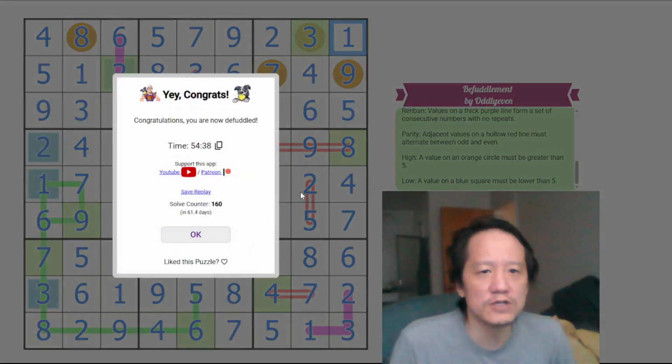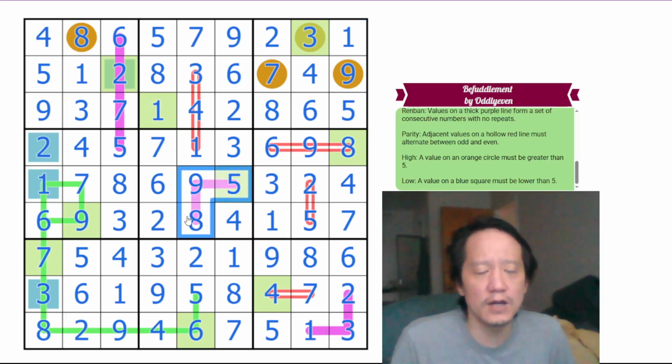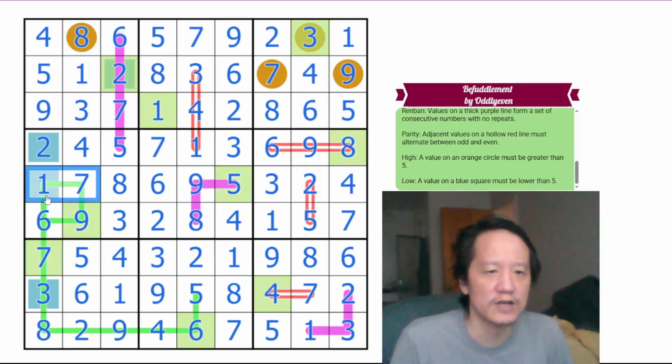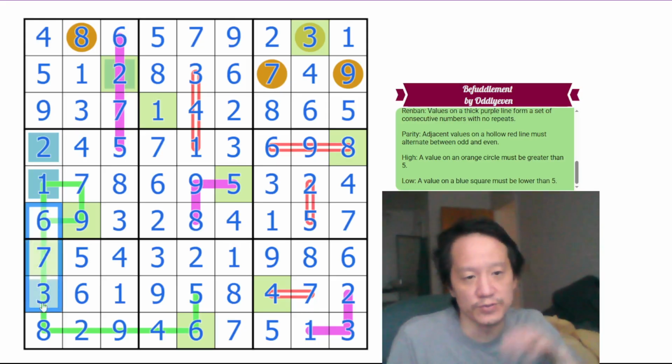So that's the solution. Congratulations. You are now befuddled. Pretty nice use of the dynamic fog of war. There was definitely logic that you could flowed throughout.